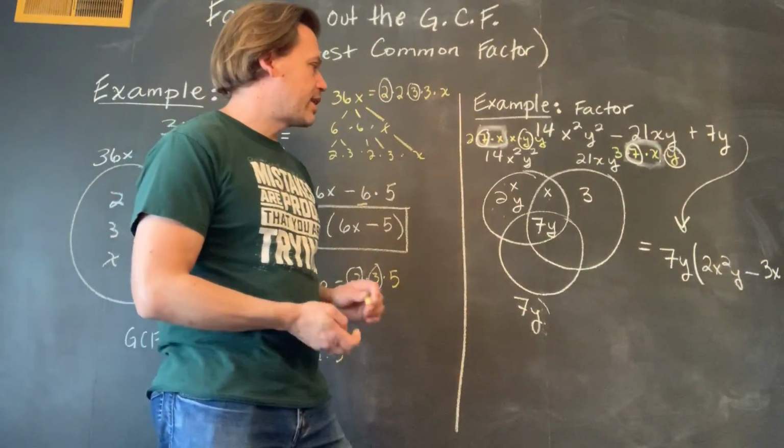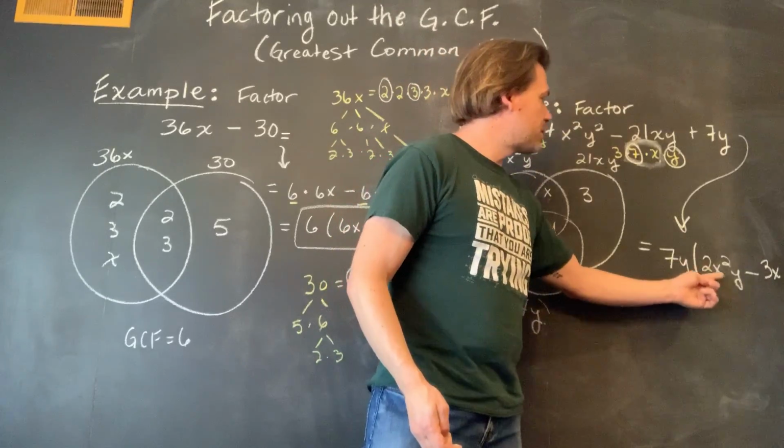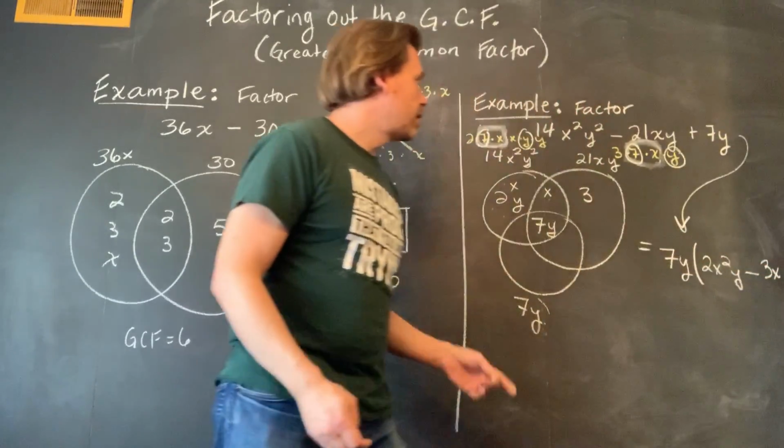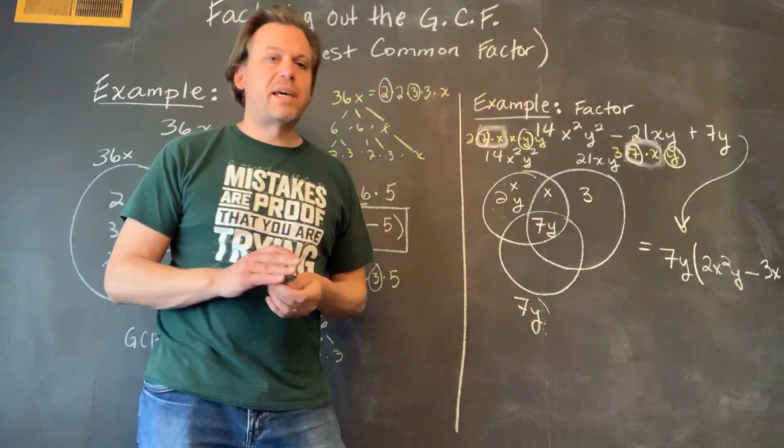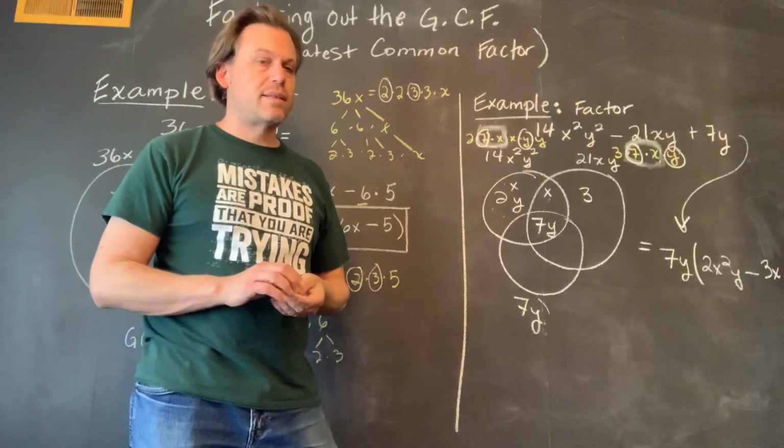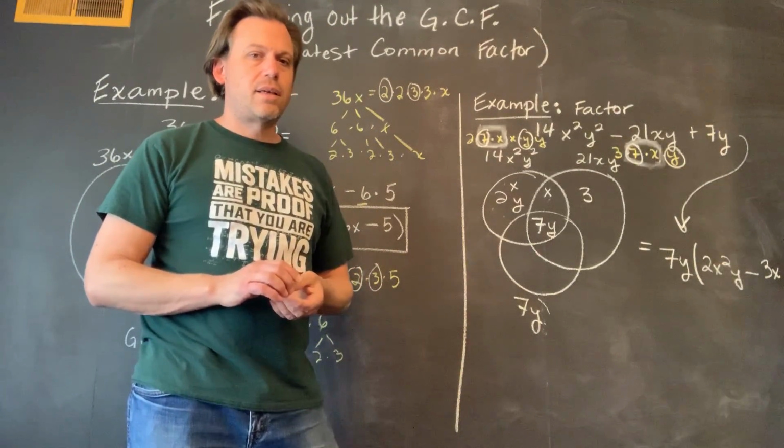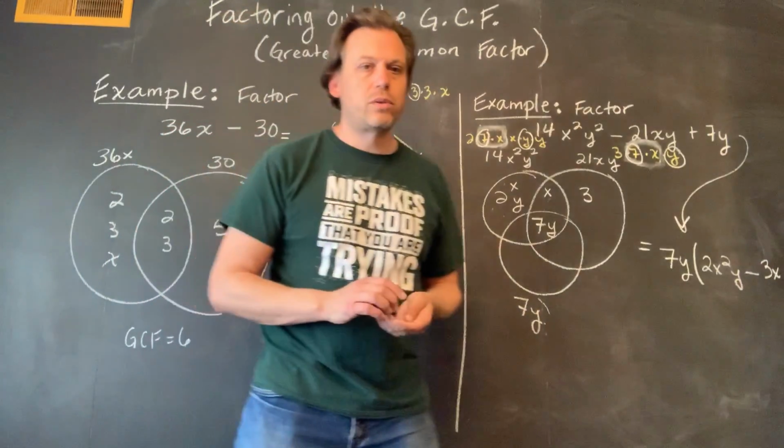And if you think about it, if I take the 7y and multiply it back by each term, I will get my original polynomial back. And it is now in factored form. And let me leave it so you can see the whole picture.